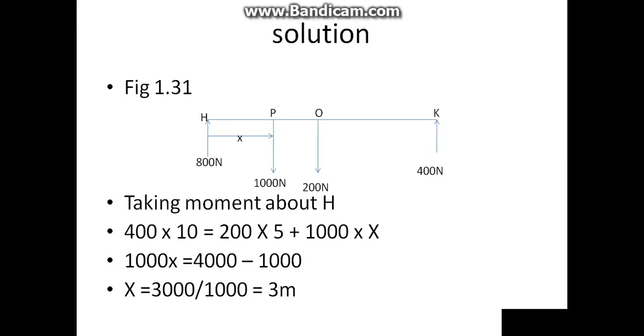Collecting like terms together, we have that 1000x is equal to 4000 minus 1000. Then making x the subject of the formula, we have 3000 over 1000, which will give us 3 meters.